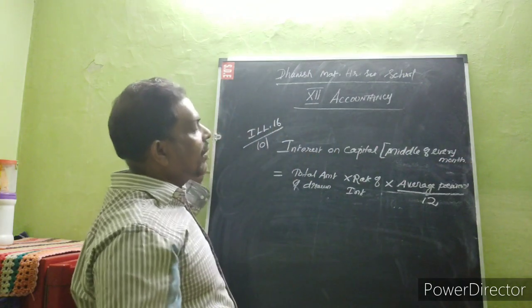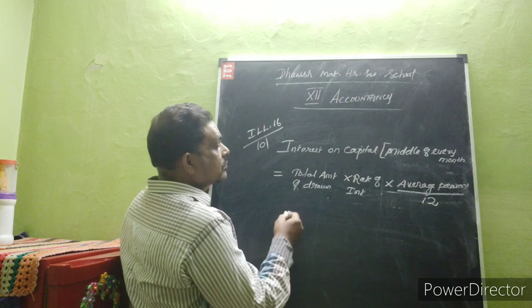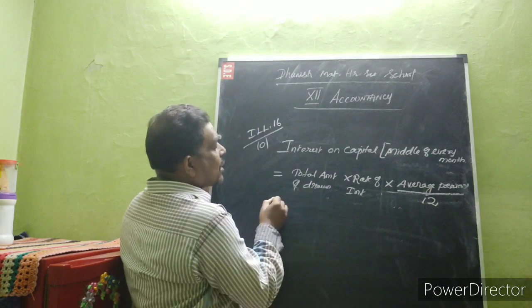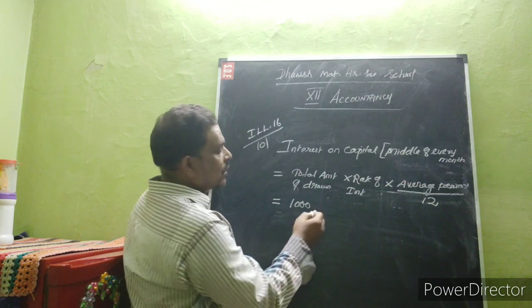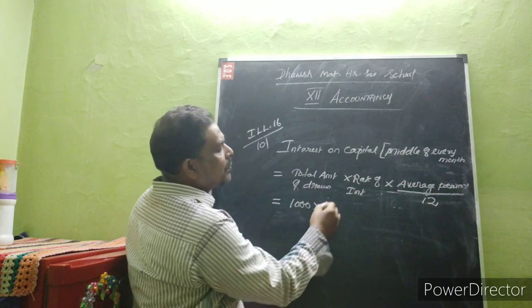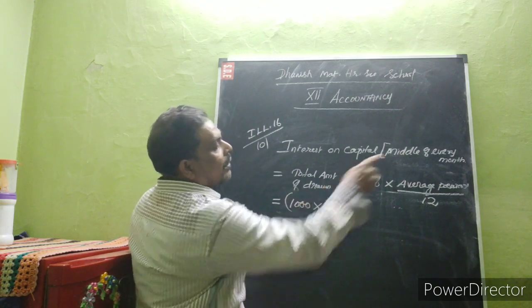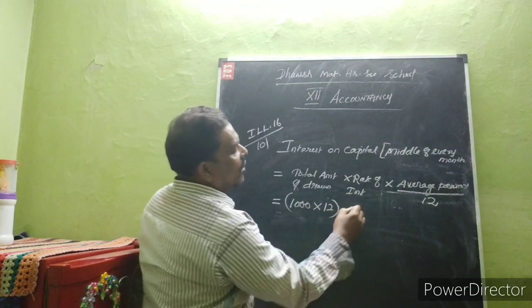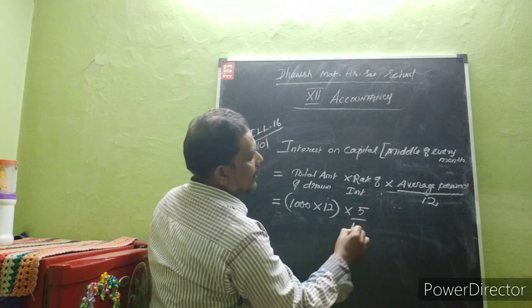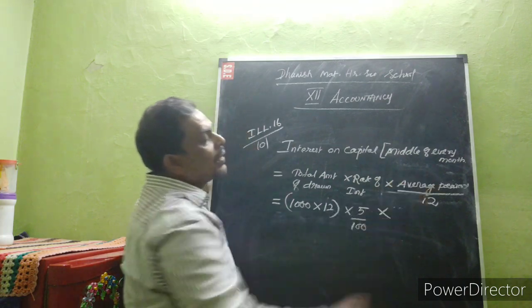Okay, middle of every month. Listen. What is the total amount of drawing? Same 1000 rupees, because he is taking 1000 rupees only. So every month means 12 months, only 1 year. What is the rate of return? 5 divided by 100. What is the average period?